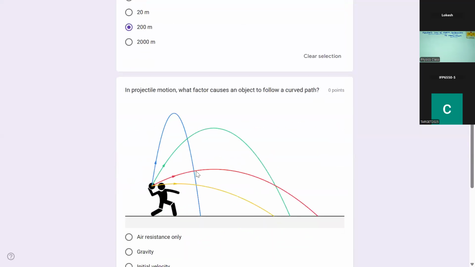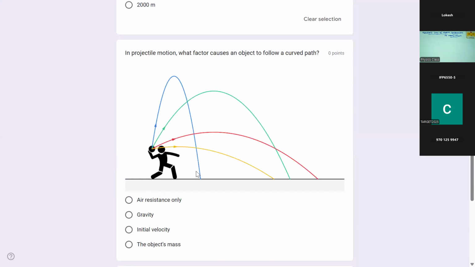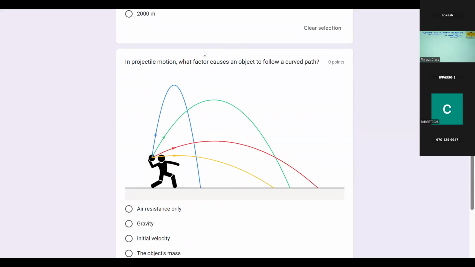Then next question from the previous class, projectile motion. In projectile motion, okay, so change your name into the school name.